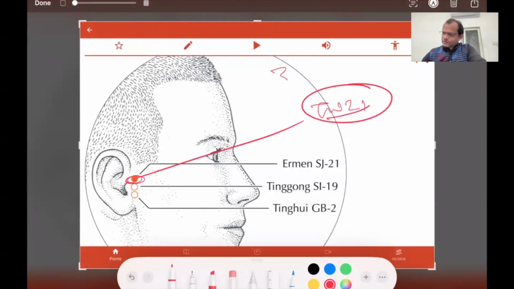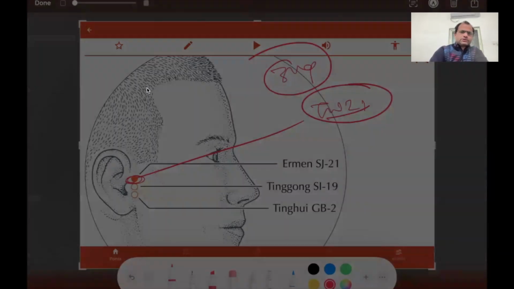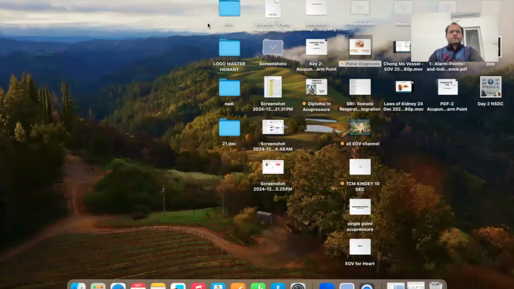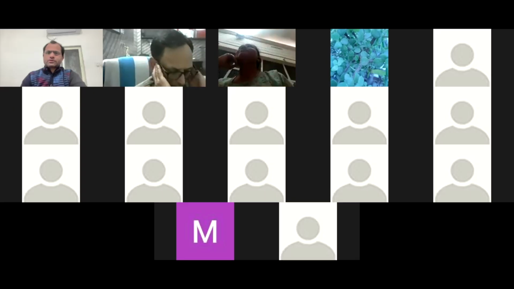That is the third pulse. So we have checked the pulse on the Taiyang or the upper head, stomach 3 or the middle head, and triple warmer 21 or the lower head. तीन जगह pulse check की.